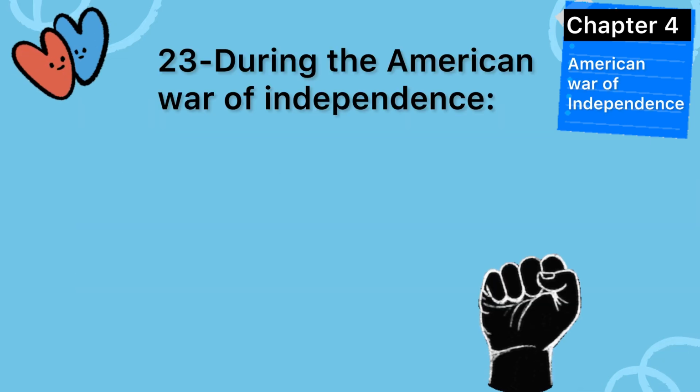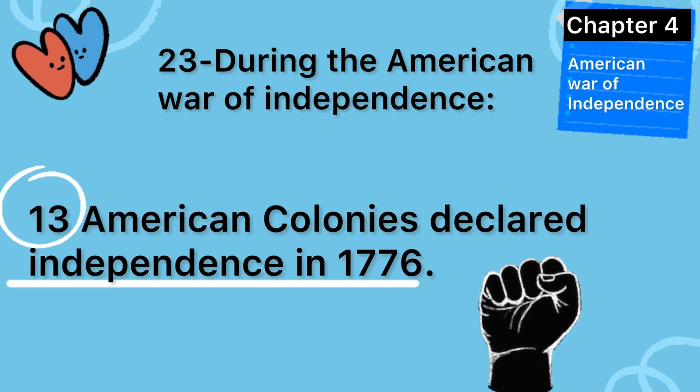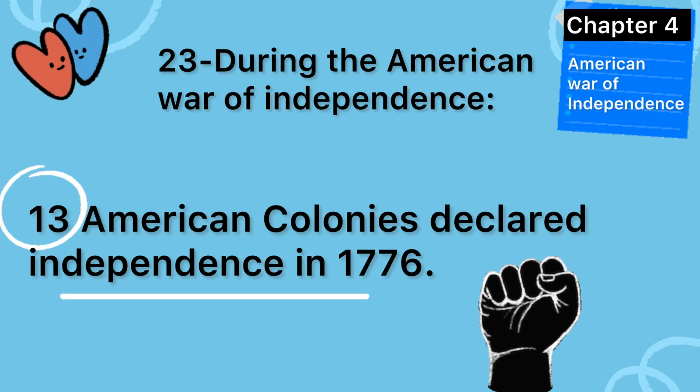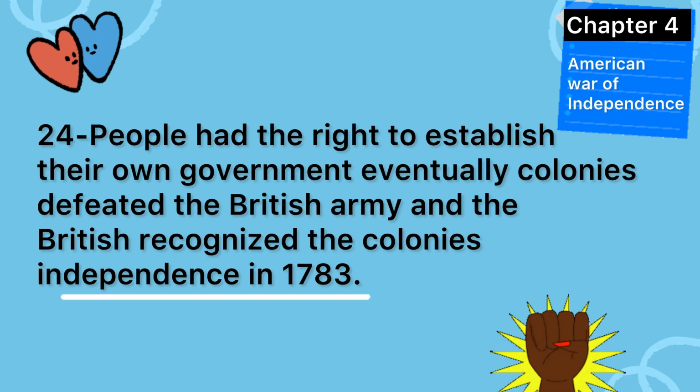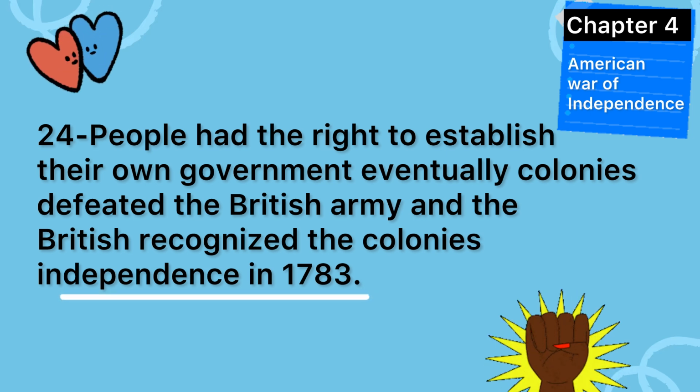During the American War of Independence, 13 American colonies declared independence in 1776. People had the right to establish their own government. Eventually, the colonies defeated the British Army, and the British recognized the colonies' independence in 1783.